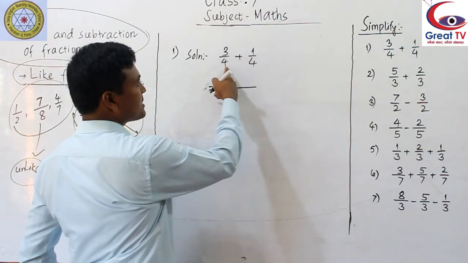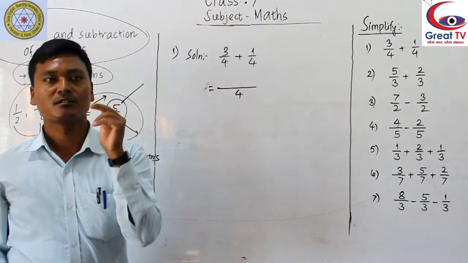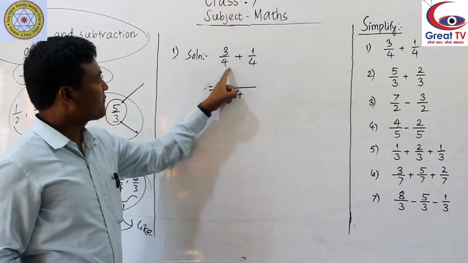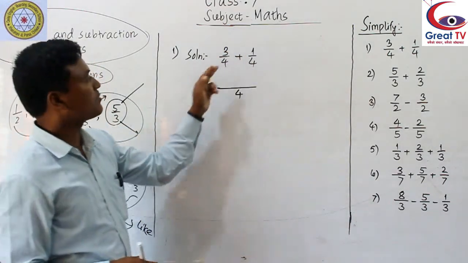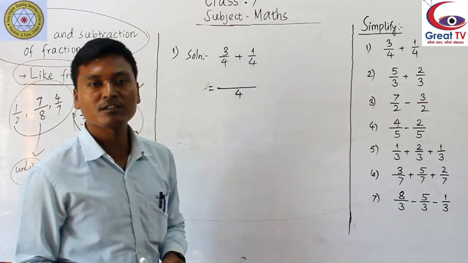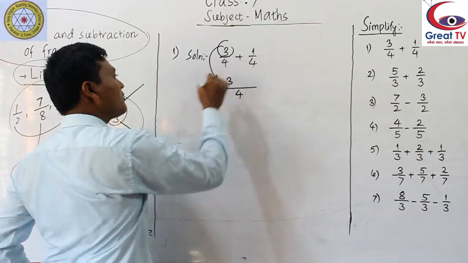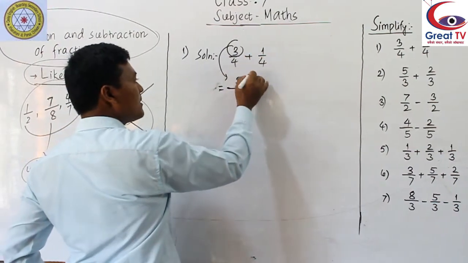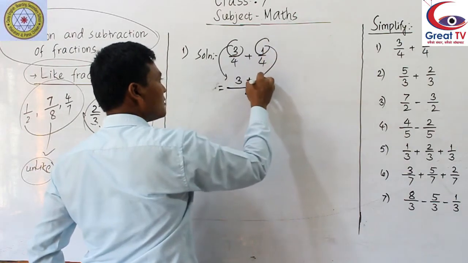If the denominators are the same, then we can just write here 3 by 4, 1 by 4. We have the same denominators, both denominators are 4. So while adding, just write the denominator 4. Then what's the numerator over here? 3. Write here 3. Then what is the sign over here? Plus. What is the second numerator? 1.